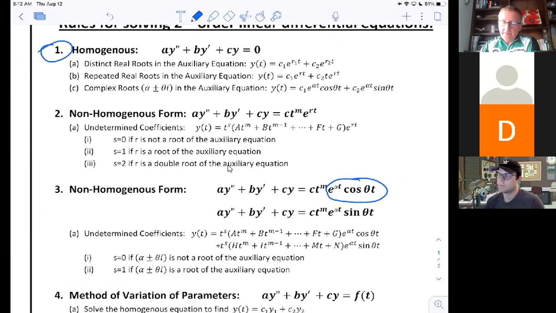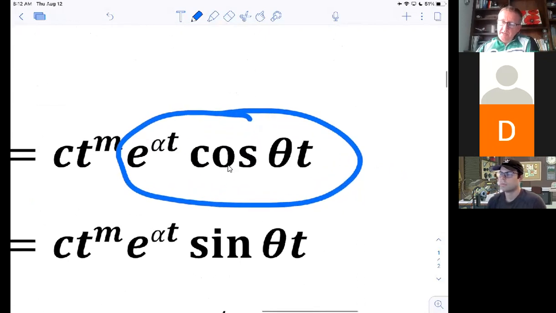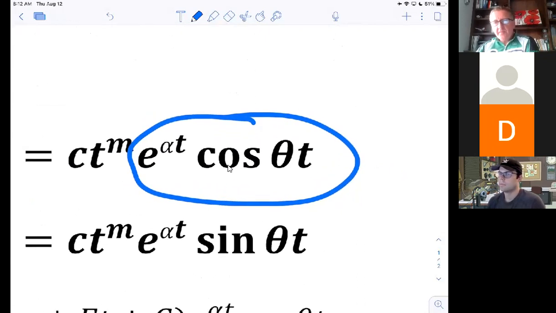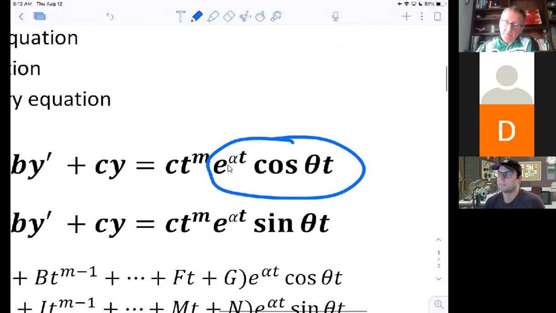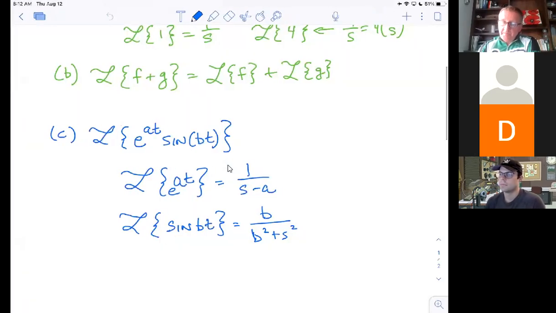But what's cool about Laplace transforms is that was one of, well, sort of three different options. If it's equal to 0, do this. If it's equal to t's and e's, do this. If it's got trig in it, do this. We had all these different methods. But it is possible that something as ugly as e^(αt) cosine of θt is on the other side of the equal sign, right? That's not impossible. And so that's what's sitting here.